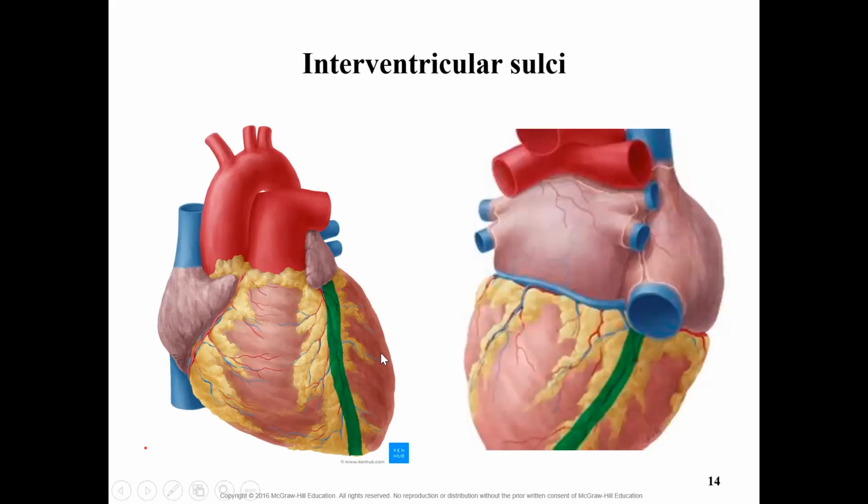In the next picture, you can see two other sulci. We have one groove or one depression in the anterior surface of the heart between right ventricle and left ventricle. We call it anterior interventricular sulcus. And we have one in the back of the heart between right and left ventricle, and we call it posterior interventricular sulcus. Again, in these two interventricular sulci, we have coronary arteries and veins, and they are covered by adipose tissue.